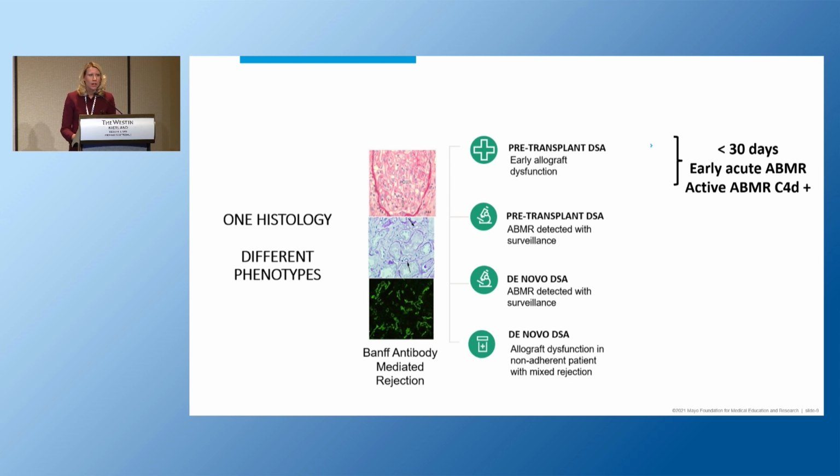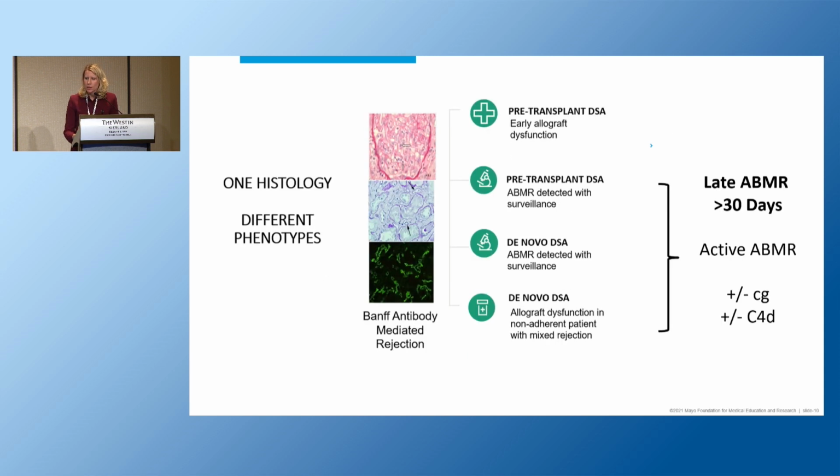So we talk a lot about these patients who have a positive cross-match DSA at the time of transplant. Within the first 30 days, usually the first 2 weeks after transplant, you see this abrupt increase in their antibodies, abrupt increase in creatinine. The C4D is definitely positive on that biopsy. This is an early active antibody-mediated rejection.